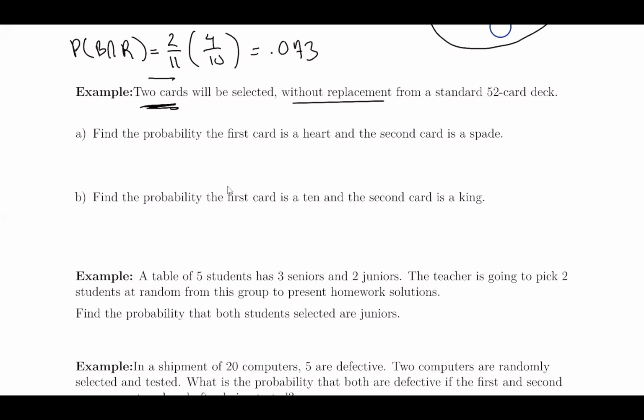So for part A, it says find the probability the first card is a heart, and the second card is a spade. All right. So let's do this. So the first card has to be a heart. So we'll do a heart right there. The second card has to be a spade. So that's an upside down heart. All right. So far, everybody good with my notation? Right here, let's just write it out.